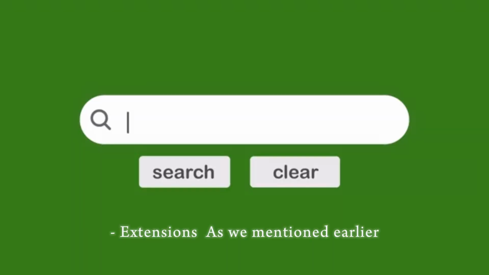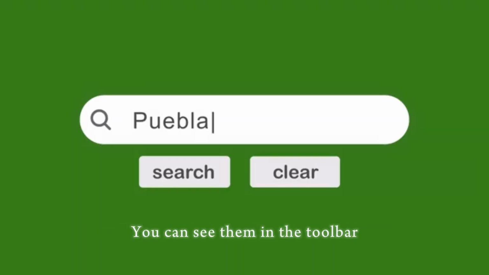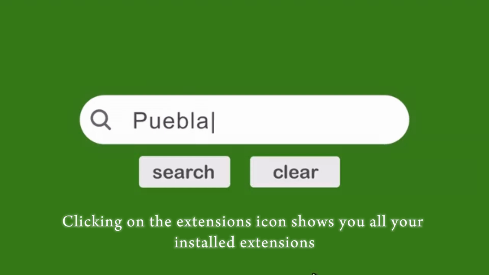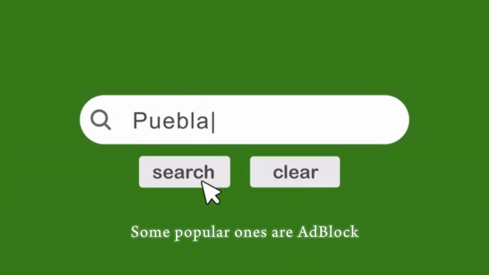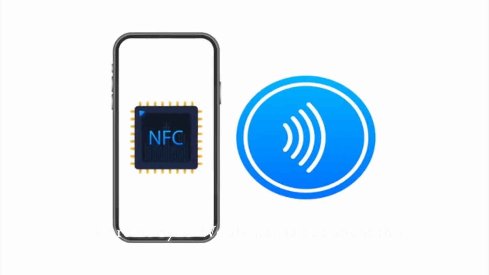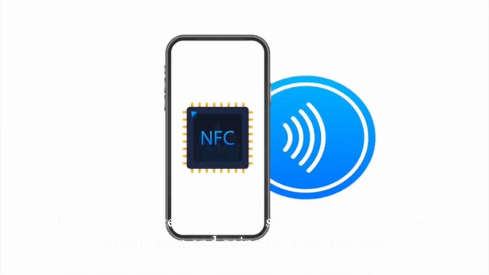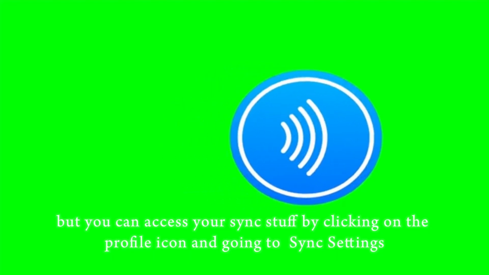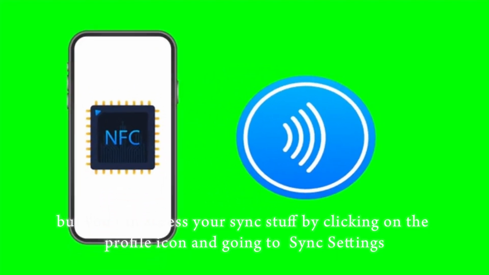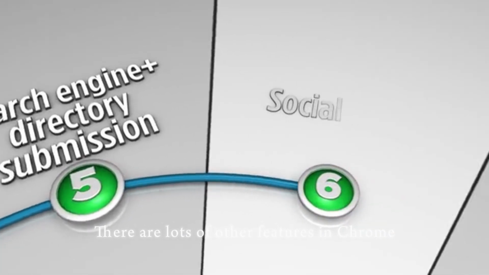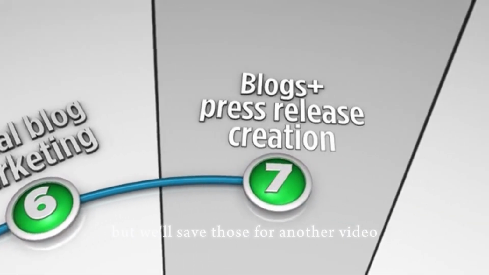Extensions. As we mentioned earlier, extensions add extra features to Chrome. You can see them in the toolbar. Clicking on the extensions icon shows you all your installed extensions. Popular ones are AdBlock, Grammarly, and LastPass. Chrome Sync. We already talked about this, but you can access your sync stuff by clicking on the profile icon and going to sync settings. There are lots of other features in Chrome, but we'll save those for another video.